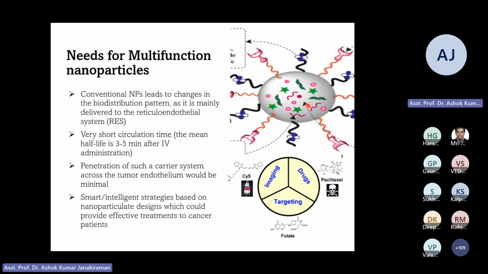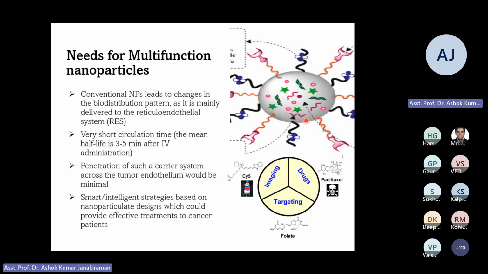Then these arrow marks indicate that this is the core of a nanoparticle. This is considered a bioactive. Maybe we can modify the loading capacity and also the release pattern of the drug from the nanoparticles. This is considered an imaging agent.